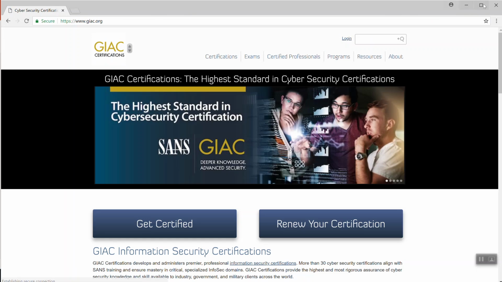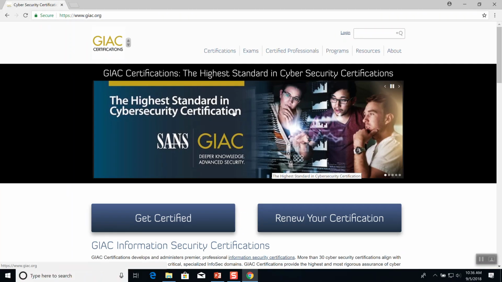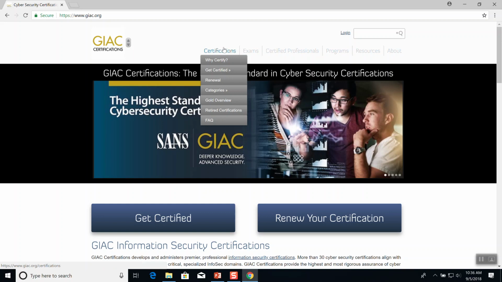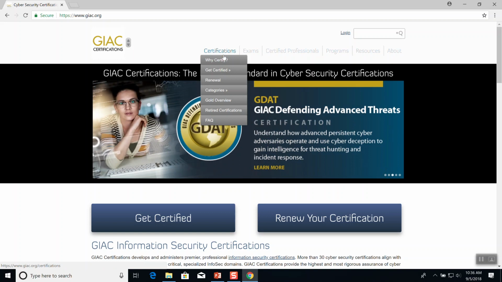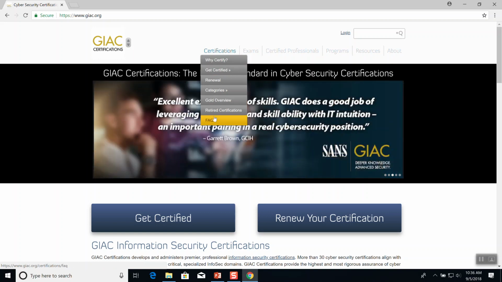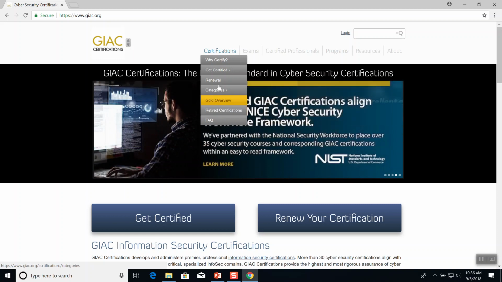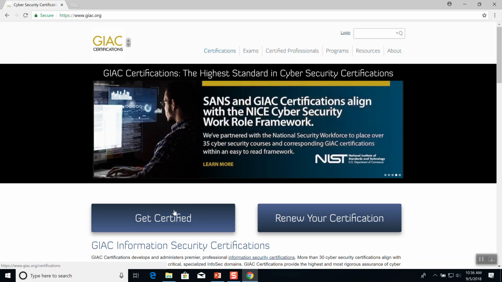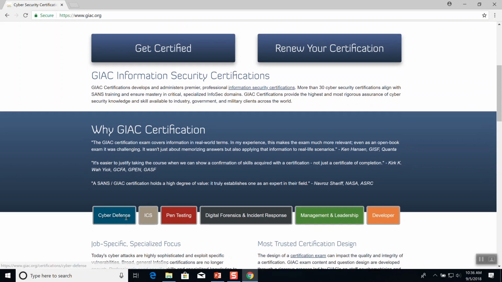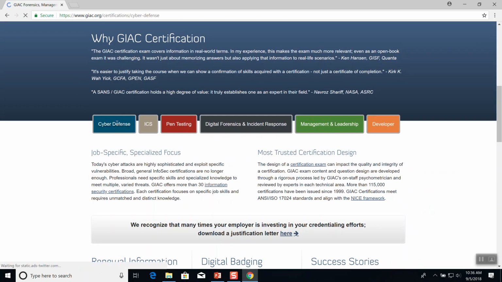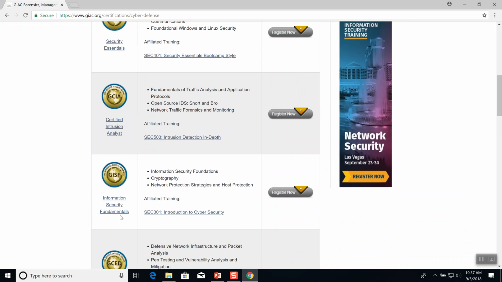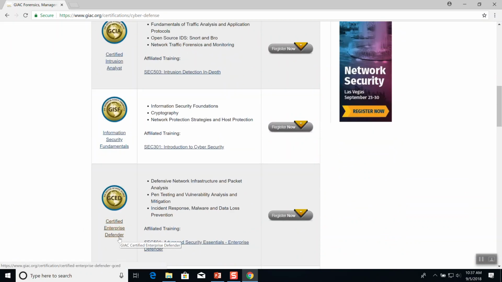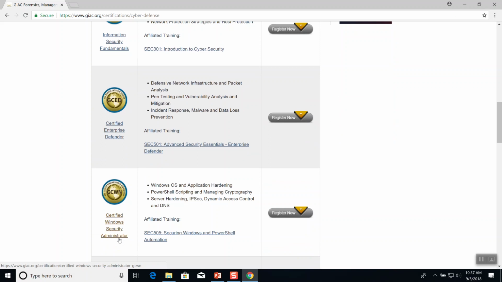If I go to GIAC, this is a big one. If you're going into computer security, these are the real important certifications. Now, we're not currently going to offer any of these at Cali. Maybe eventually. But let me see. Cyber defense. Here's security essentials you can get: certified intrusion analyst, information security fundamentals, certified enterprise defender, certified Windows security administrator.